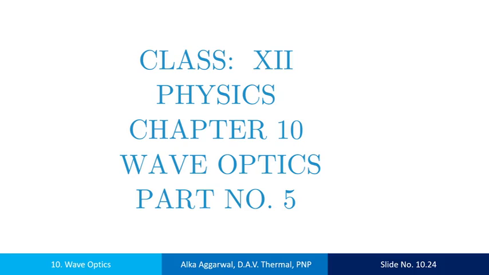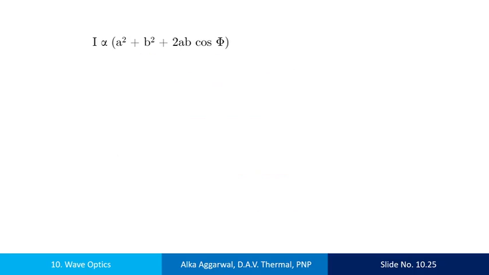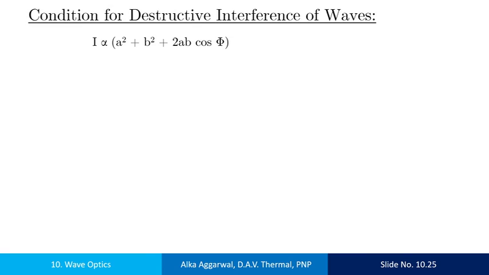Hello. Now we will continue with the interference. As in the last lecture, we have derived the relation that the intensity is directly proportional to a square plus b square plus 2ab cos phi. Now, today we find out the condition for the destructive interference of waves.